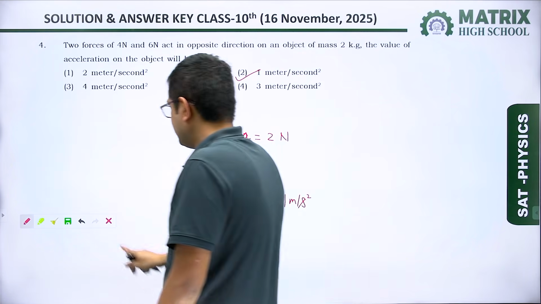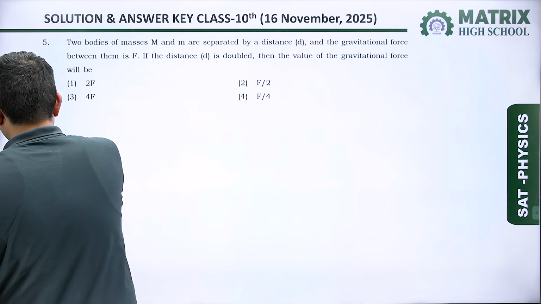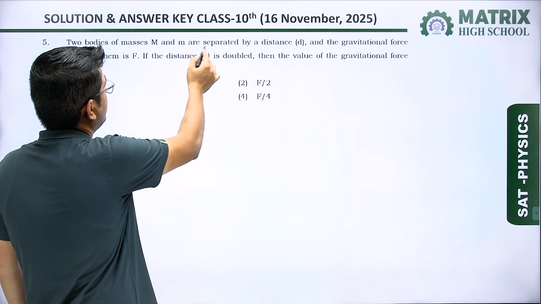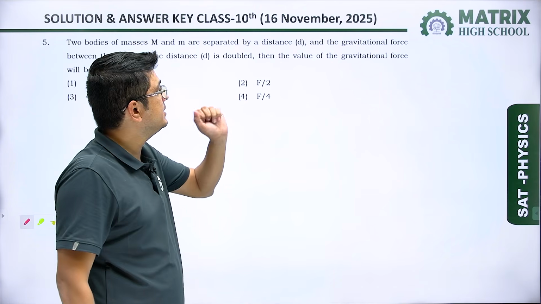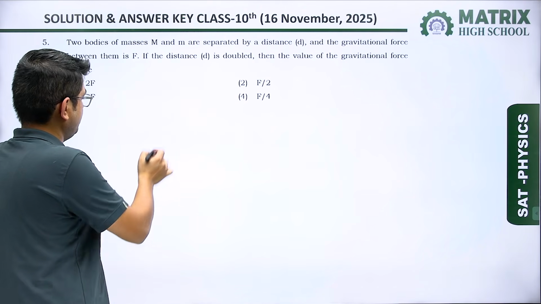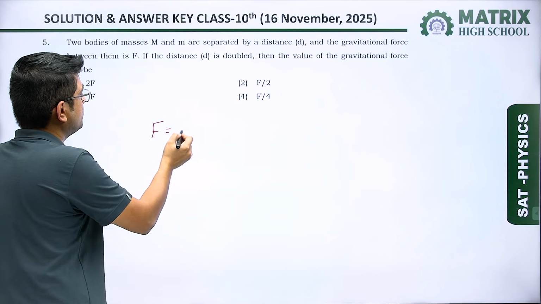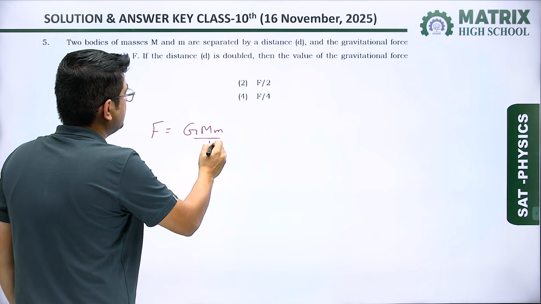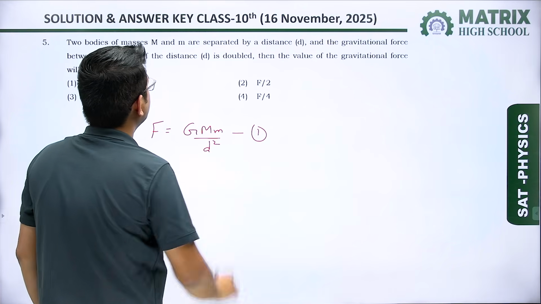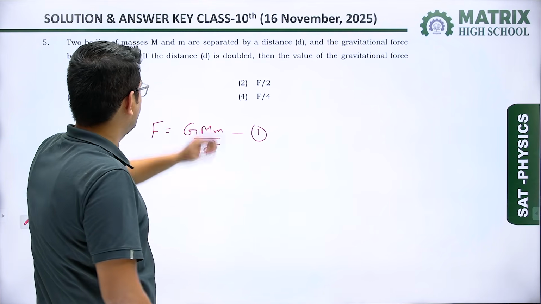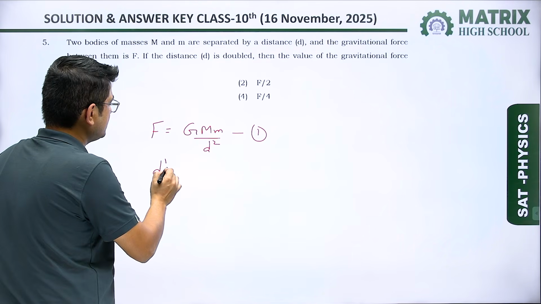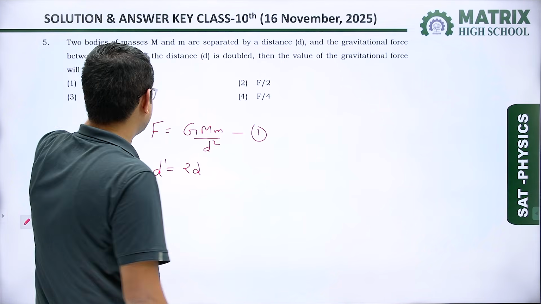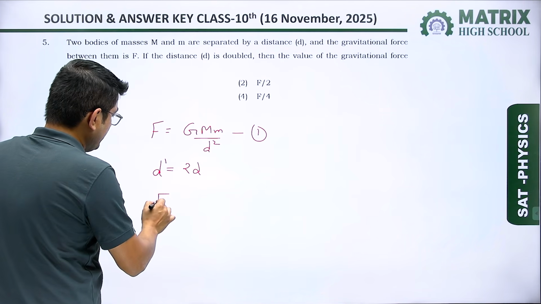Next question. Question number 5. Two bodies of mass M and small m are separated by a distance small d. The gravitational force between them is F. We know that the formula for gravitational force is given by G capital M small m divided by d square, equation number 1. Now if the distance is doubled, let's say the new distance is d dash, which is doubled, that means 2d.